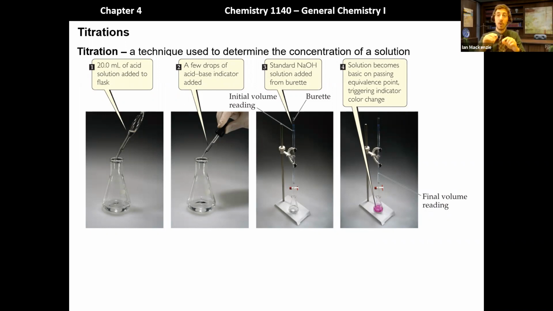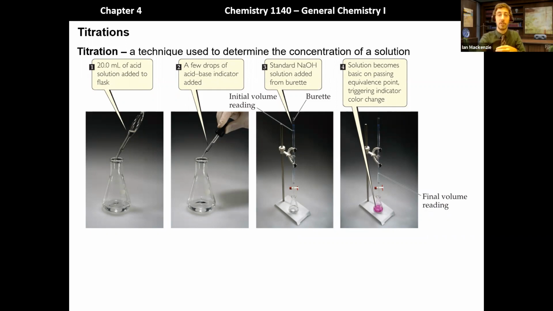At that point, we know that we've added an equivalent amount of base to react with all of the acid. And then using that information, we can now measure using the burette the amount of base that we dispensed, and we know the concentration of the base, and we know the volume of the original acid. So we can work backwards to determine the concentration of the original acid. I'll go through that in a moment.